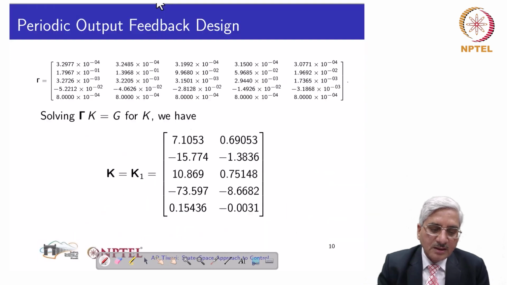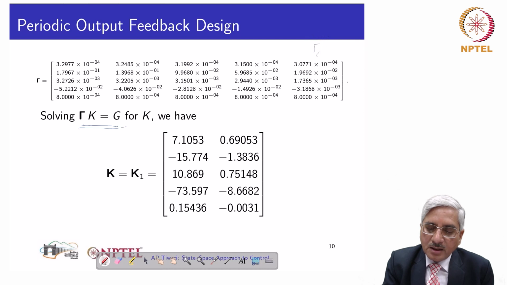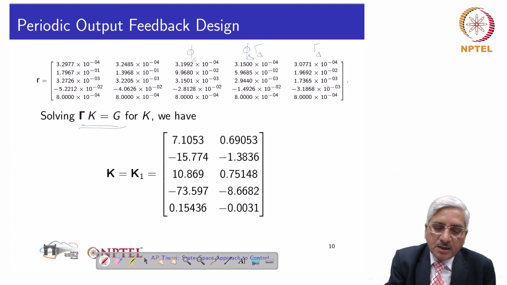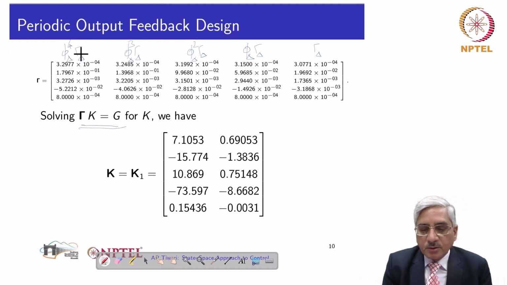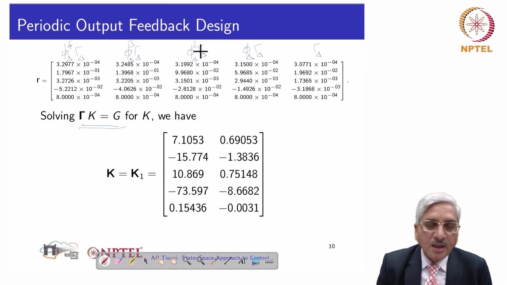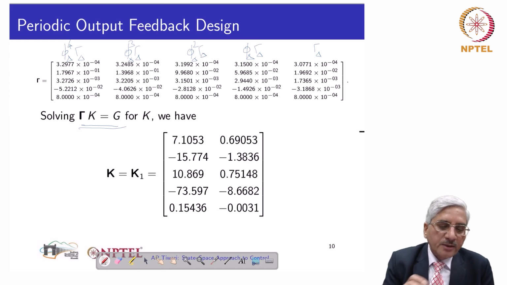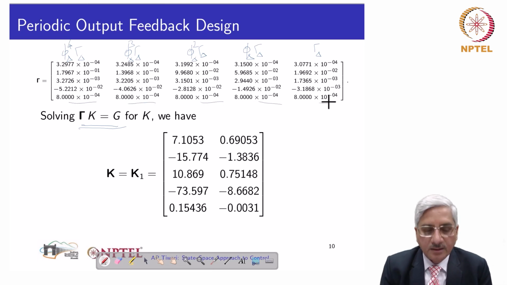Now once G is there, the next exercise is very simple. We have to solve gamma k equal to G, and this gamma, please recall, is gamma delta, phi delta gamma delta, phi delta square gamma delta, phi delta cube gamma delta, and phi delta power 4 gamma delta. So gamma, phi square gamma, etc., up to phi n minus 1 gamma. N is 5, so we stop at phi delta power 4, and we obtain the columns of gamma like this.